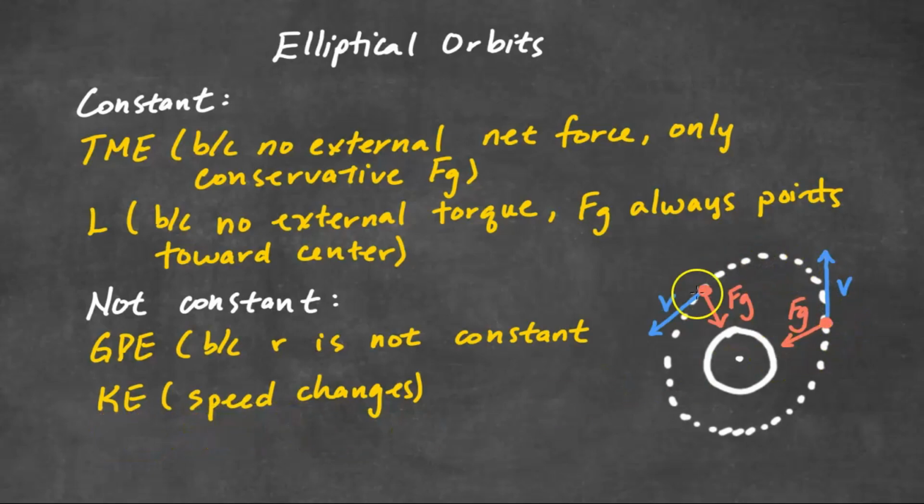So as this object is going around at this point right here, it's going this direction, there's a gravitational force this way. There is a component of the gravitational force that's in the opposite direction of the velocity. That's going to cause the speed to slow down. On the other hand, over here, there's a component of the gravitational force in the direction of the velocity. So that's going to cause the speed of the object here to speed up.